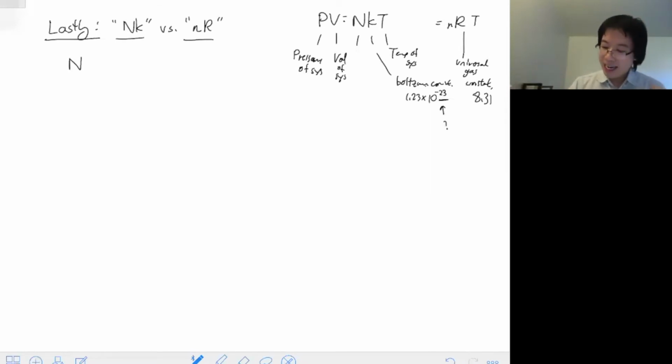Now, what is N, capital N and small n? Capital N is the number of particles in the system. Okay, so as we talked about, that can mean atoms or molecules, etc. In the system. Okay.